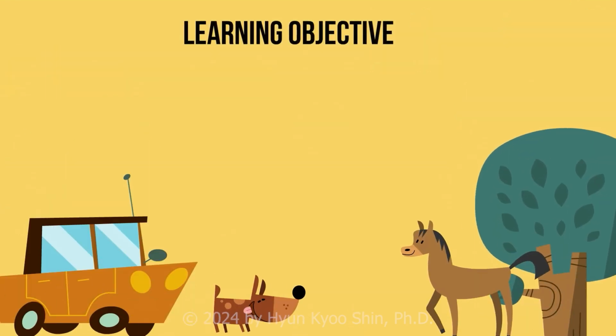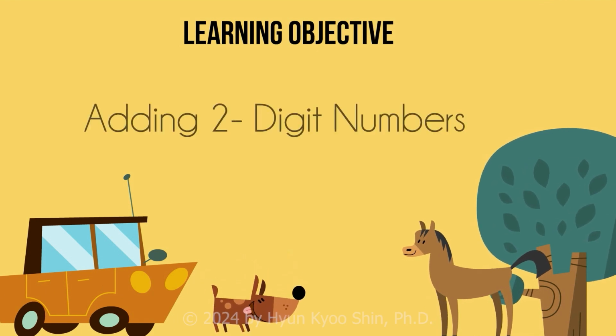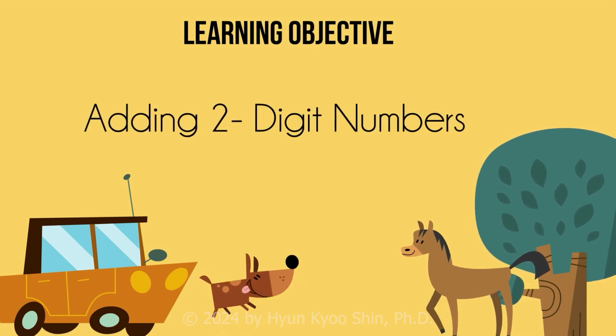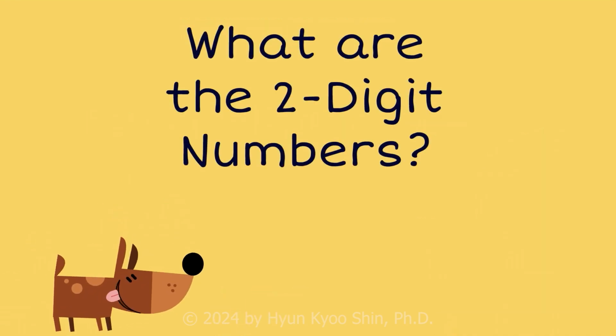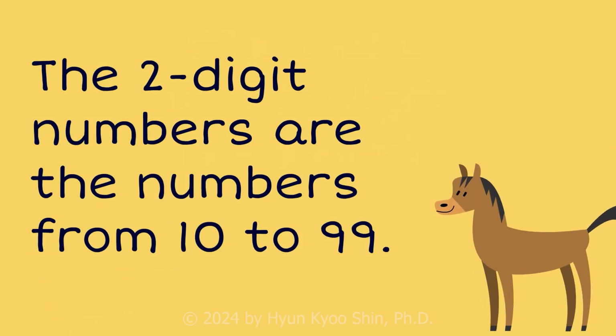Today, we're going to learn about a concept: adding two-digit numbers. What are the two-digit numbers? The two-digit numbers are the numbers from 10 to 99.